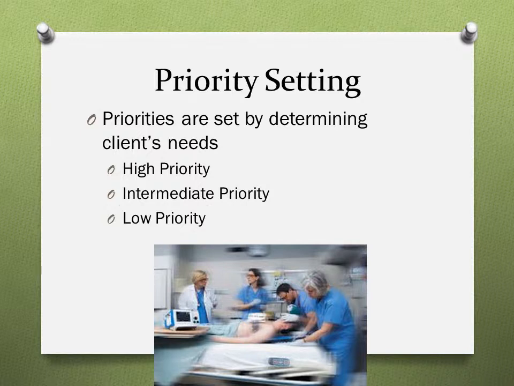Priorities are set by determining the client's needs. High priority, there's an immediate threat to survival or safety, whether it's physiological or psychological. Look at Maslow's hierarchy of needs. The basic needs are going to take priority. Intermediate priority is non-emergent and non-life-threatening. And low priority is an actual or potential problem that's not directly related to the client's illness or disease.